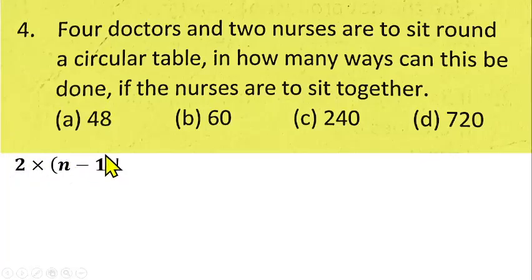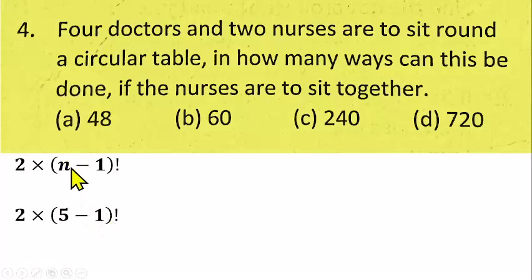Then n minus 1 factorial, where n is the number of people involved, which is 6. But we are told that the 2 nurses are to sit together, so the 2 nurses that are to sit together will be treated as 1. So instead of having 6 now, you'll be having 5. Do you understand what I'm trying to say? So your n will not be 6 now, because the 2 nurses are to sit together, so those that sit together will be treated as 1. So 6 minus 1 will give us 5. So you'll be having 2 times 5 minus 1.